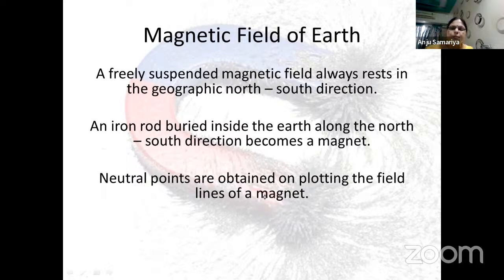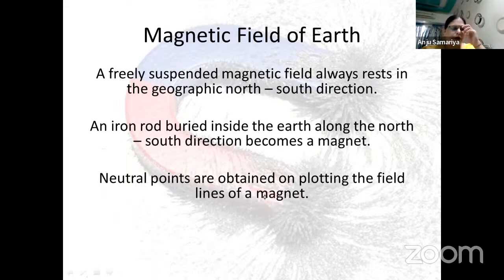A freely suspended magnet always rests in the geographical north and south direction. An iron rod buried inside the Earth along the north-south direction becomes a magnet. And neutral points are obtained on plotting the magnetic field lines of a magnet. Now, what are these neutral points? Neutral means there is no charge, right? Neutral, so no polarity.